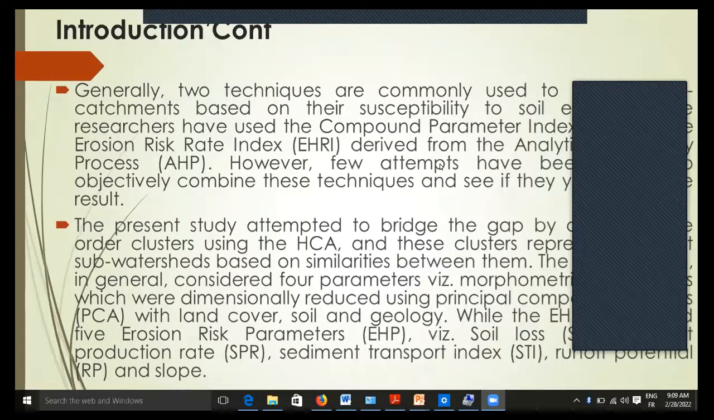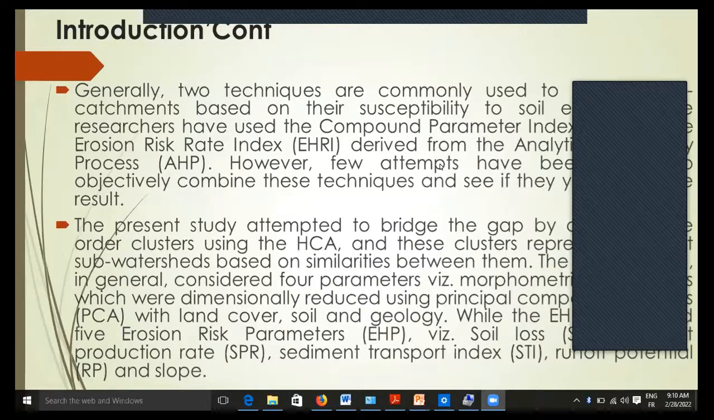We defined three clusters using hierarchical cluster analysis. Those clusters represent sub-watersheds which were pre-delineated. The compound parameter technique uses morphometric parameters, but given that those parameters are numerous and large, we tried to reduce them using principal component analysis and only considered those which were found to be correlated. We also used land cover, soil, and geology data.